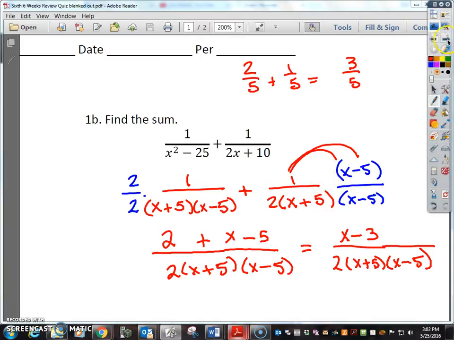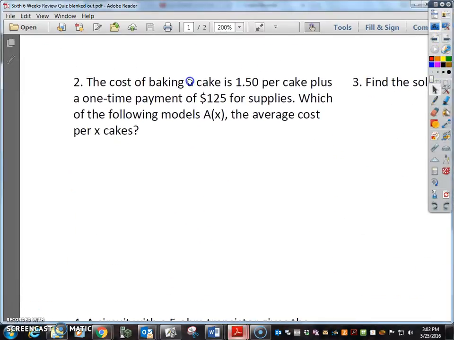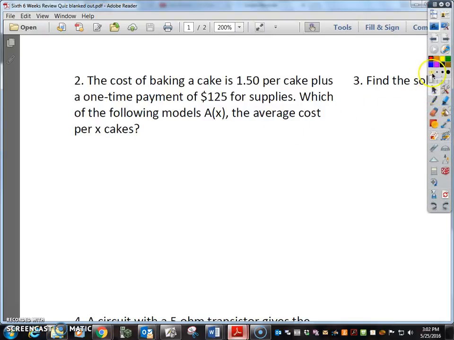Okay? Let's look at the next one, number 2. The cost of baking a cake is $150 per cake plus a one-time payment of $125 for supplies. Which of the following models A of X, the average cost per X cakes? Or that should say for X cakes, but that's fine.